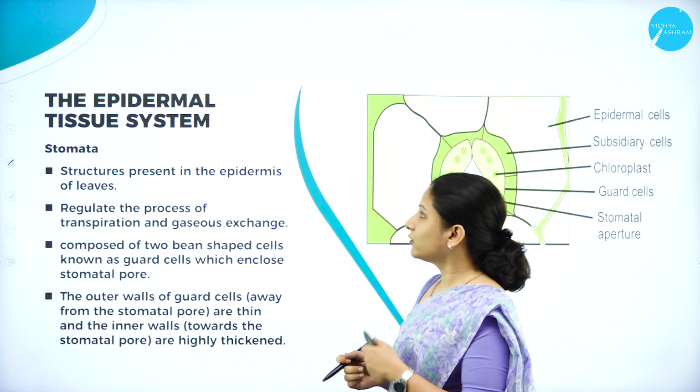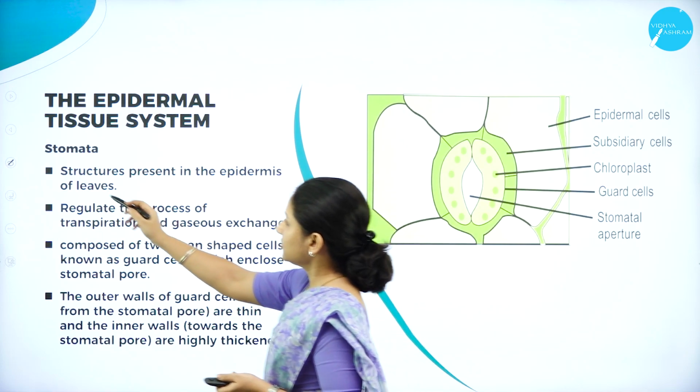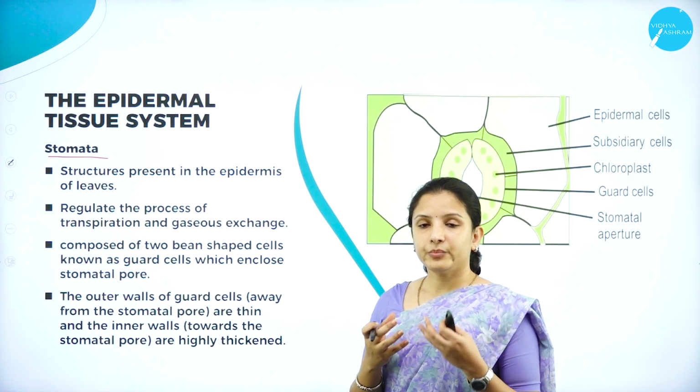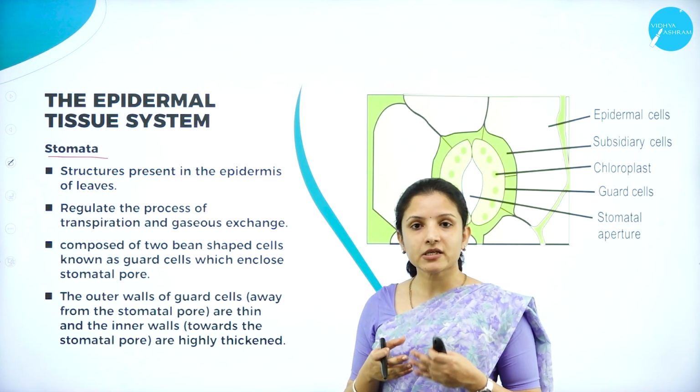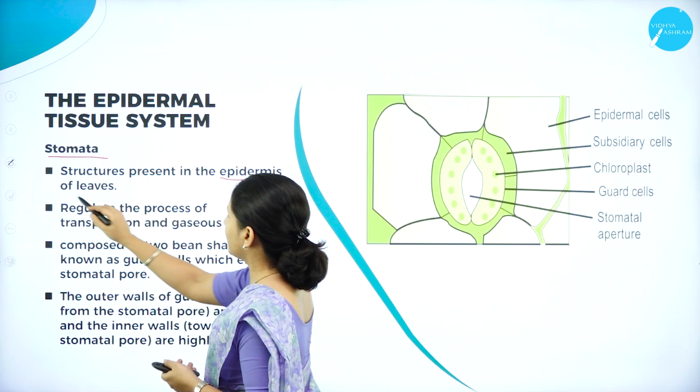Next, moving on to one more component of the epidermal tissue system, that is the stomata. Stomata are the bean-like structures or kidney-shaped structures that are usually present in the epidermis of the leaves.